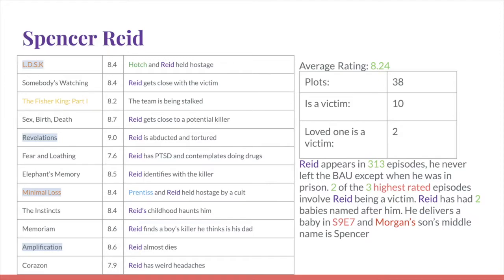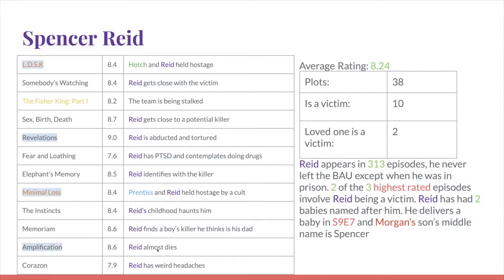Like I said, Reid has been a victim 10 times, starting with LDSK at the end. He and Koch are held hostage, and then he has some various plots about him. A couple of these are about him being close to potential killers or relating to them. And then we have, of course, Revelations, when he's abducted and tortured. In Minimal Loss, he and Prentice are being held hostage by a cult. And then in Amplification, he almost dies from anthrax.